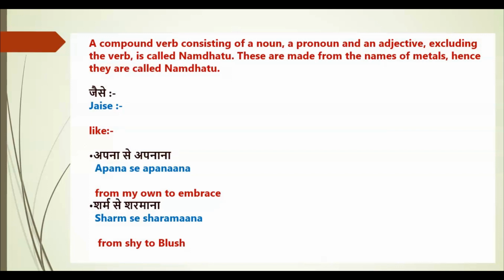This means a compound verb consisting of a noun, a pronoun and an adjective excluding the verb is called naam dhatu. These are made from the names of metals. Hence they are called नाम धातु. जैसे like अपना से अपनाना. This means from my own to embrace.